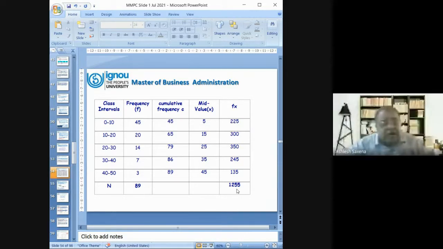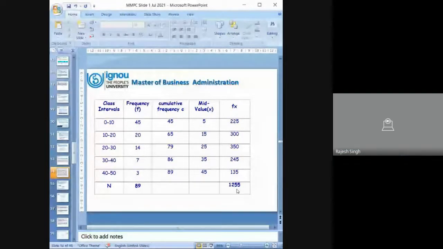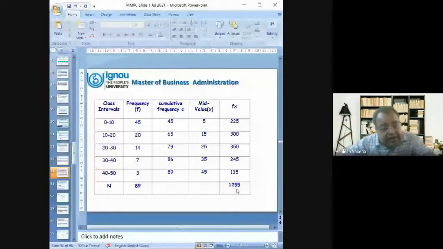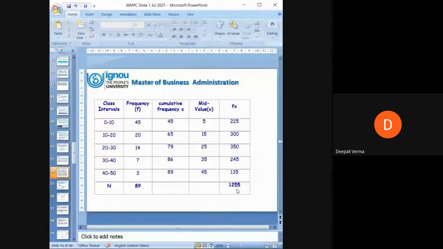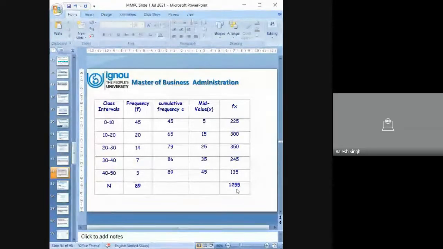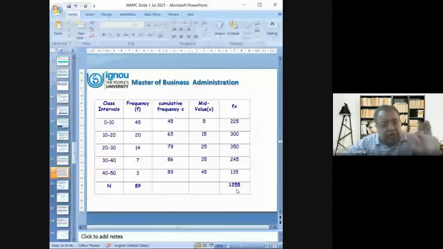89 by 2 is what? भाई साहब, 89 by 2 पूछ रहा हूँ. Total number of frequency, sir. Total number of frequency is 89, and I'm asking you to divide it by 2. What is the value? 44.5. That is 44.5. Go back to the frequency table.